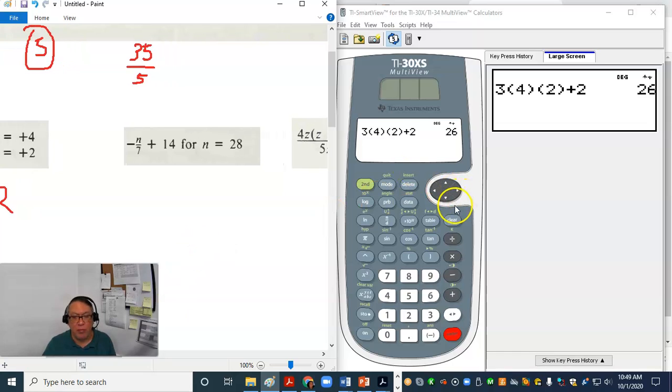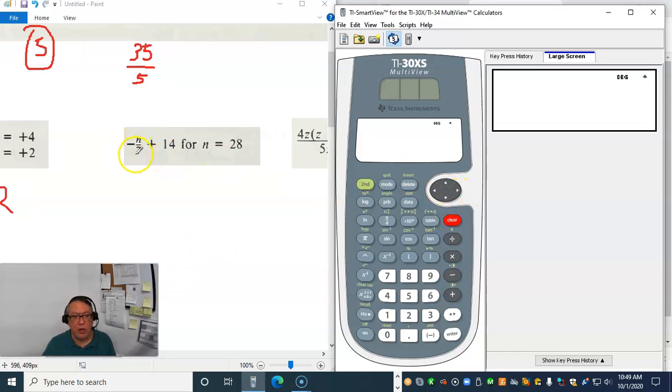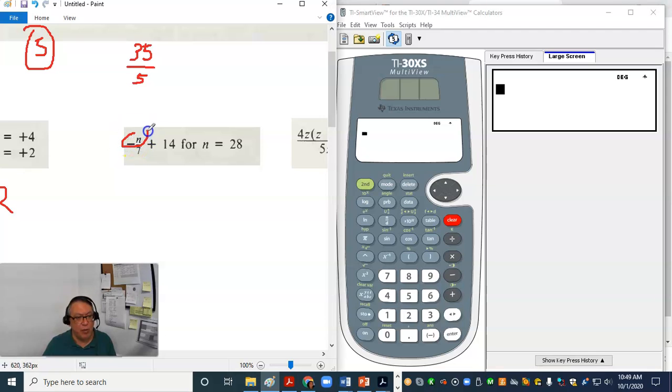Our second problem here, now they get a little more complicated. Here is negative 28 over 7 plus 14. All right. Now, the problem with this one is, where is that negative sign? It looks like it's in the middle. One good little trick to always remember is that when in doubt, put the negative sign with the top number. All right. So that's the way I'm going to write this.